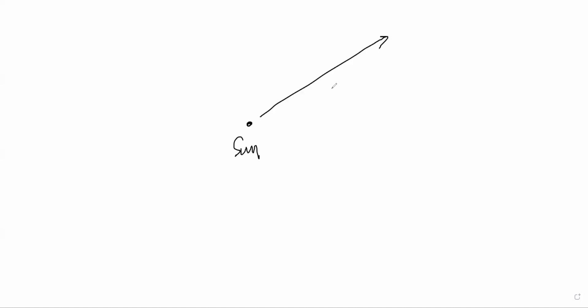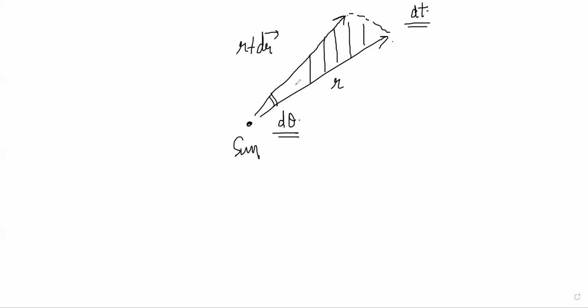and let's say this is the r vector, and after some small time, you have gone to this location r plus dr, right? So technically you have swept an angle of d theta. You have gone from this r vector to a slightly shifted vector in a small time dt. So I want to figure out what this area is.